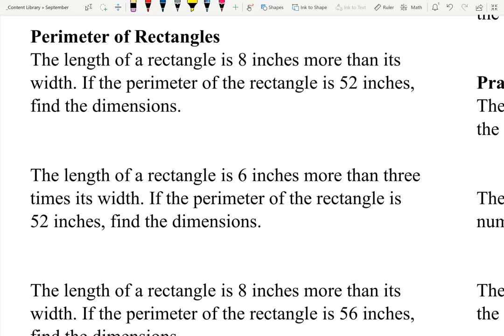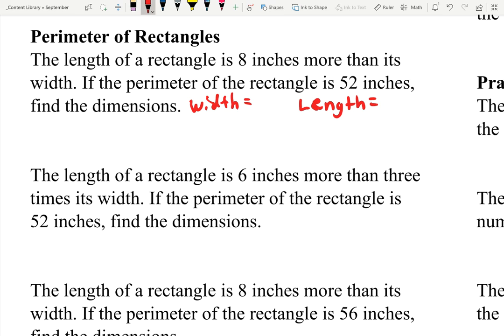Now, when it comes to these problems, we are looking for two things: the width and the length of our rectangle. So the length of the rectangle is 8 inches more than its width. If the perimeter of the rectangle is 52 inches, find the dimensions. So we first need to establish what we are going to call width and what we are going to call length.